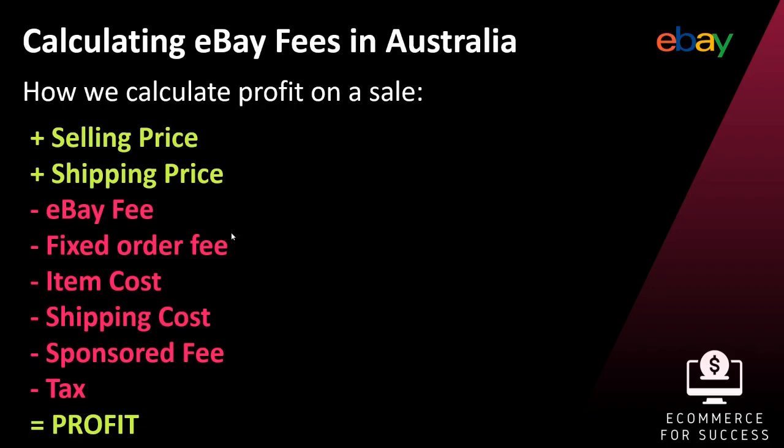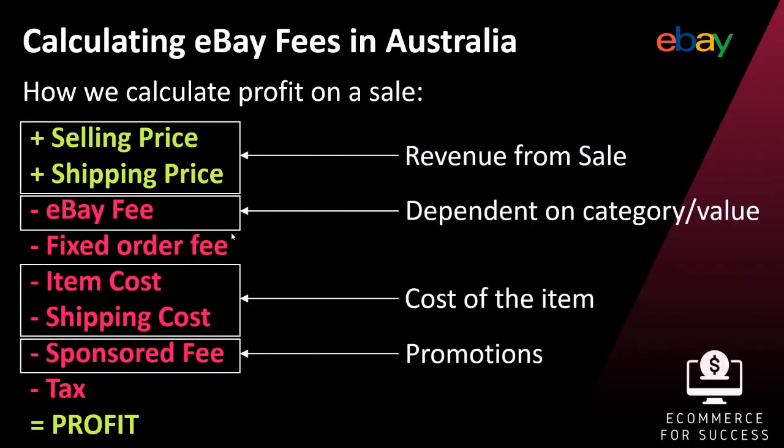Now when we break it down in more detail, as I mentioned before, you have the selling price and shipping price. That's your first bit, your revenue from your sale. The key bit which influences your selling price on eBay is the eBay fee that you have to pay, and that's a percentage based upon the category that your item is placed in. We also have the fixed order fee, which is set no matter what transaction it is. We also have the item costs and the shipping costs. That is what you're actually paying to acquire the item, as well as how much you're paying to ship the item out to the customer.